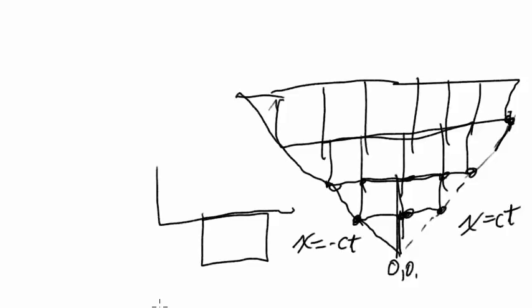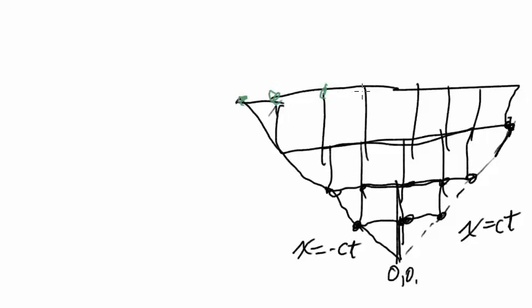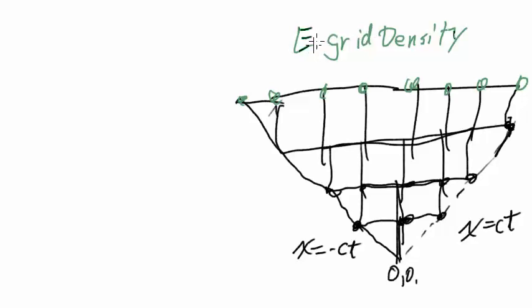So in our generator function, first thing we want to do is decide how many points we want to have along this top row. So that would be, let's call it grid density. And this is, let's call it Euclidean grid density.